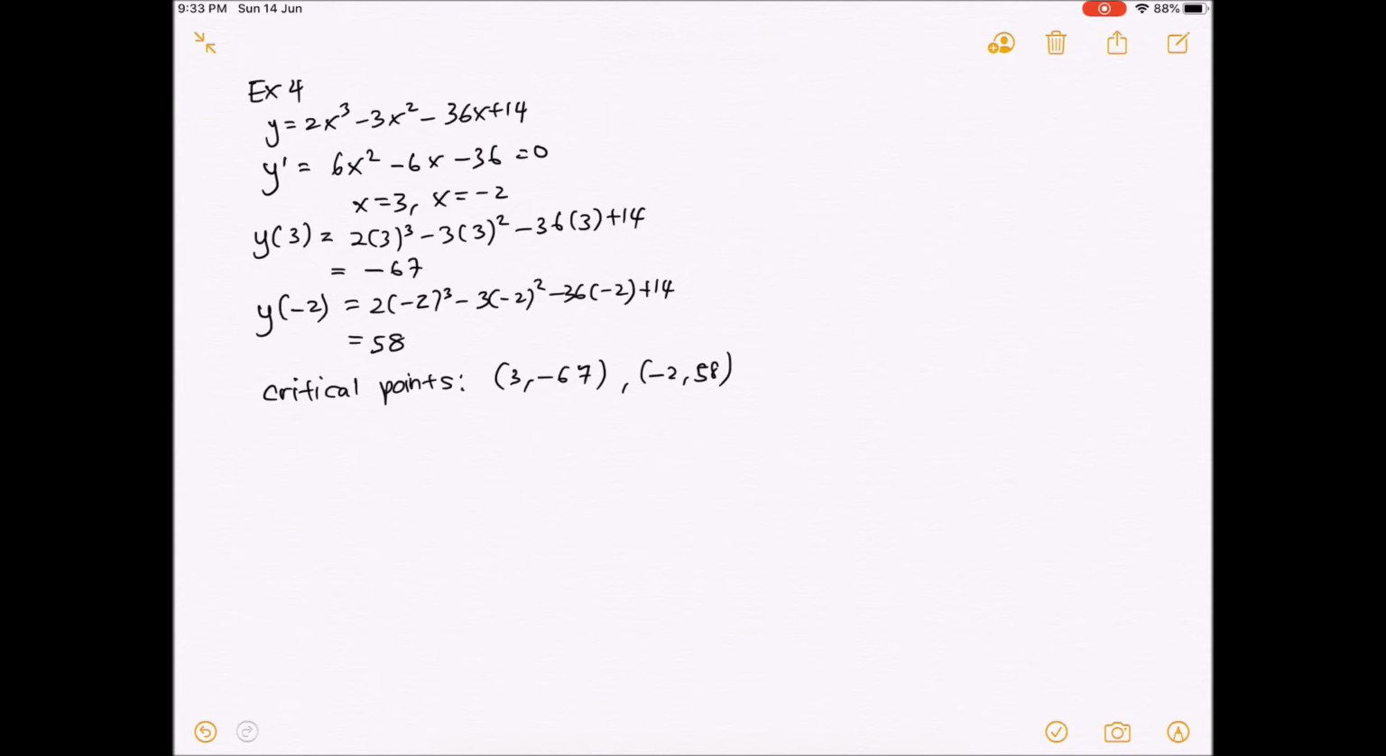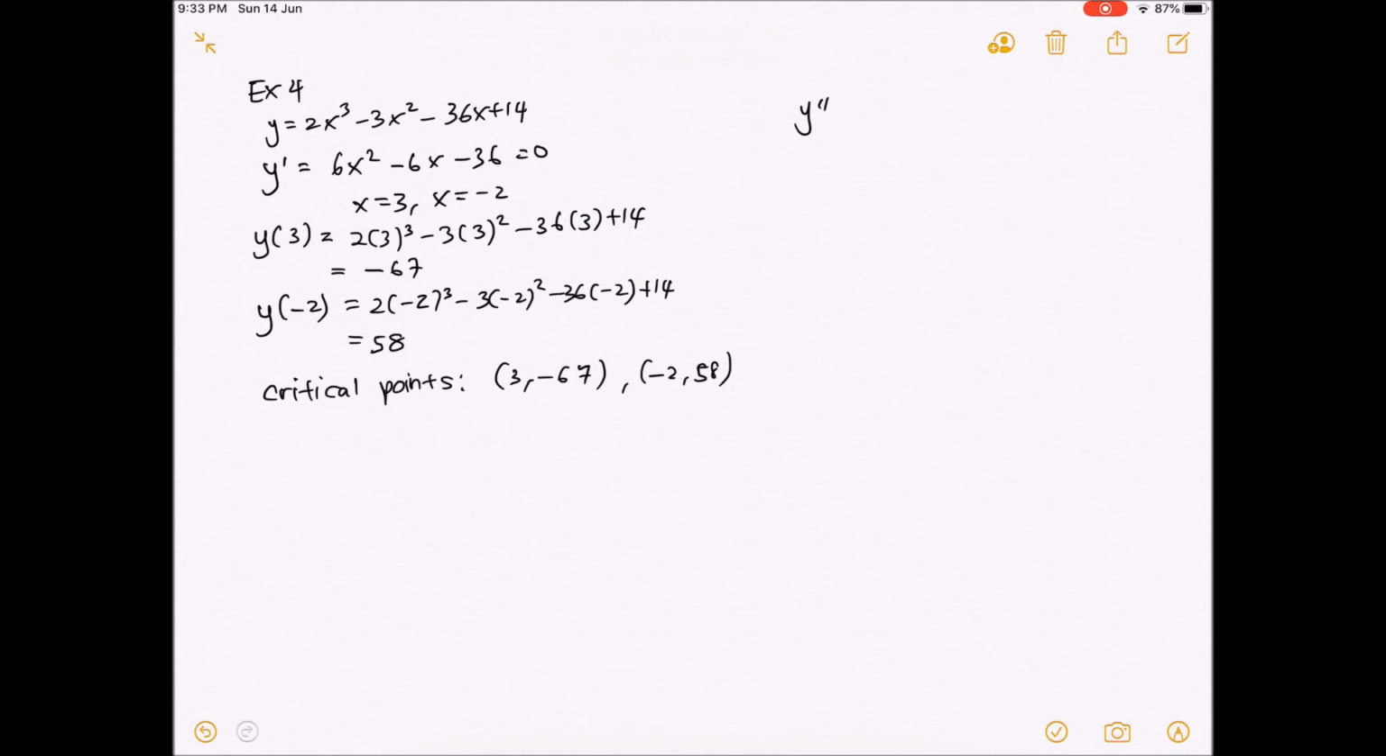Okay, so if you look into the question, the question doesn't ask you to use either the first derivative test or the second derivative test, so you may use whichever test you think is easier for you. Okay, so since we are in the second derivative test topic, I will use the second derivative test to determine the nature of the critical points.